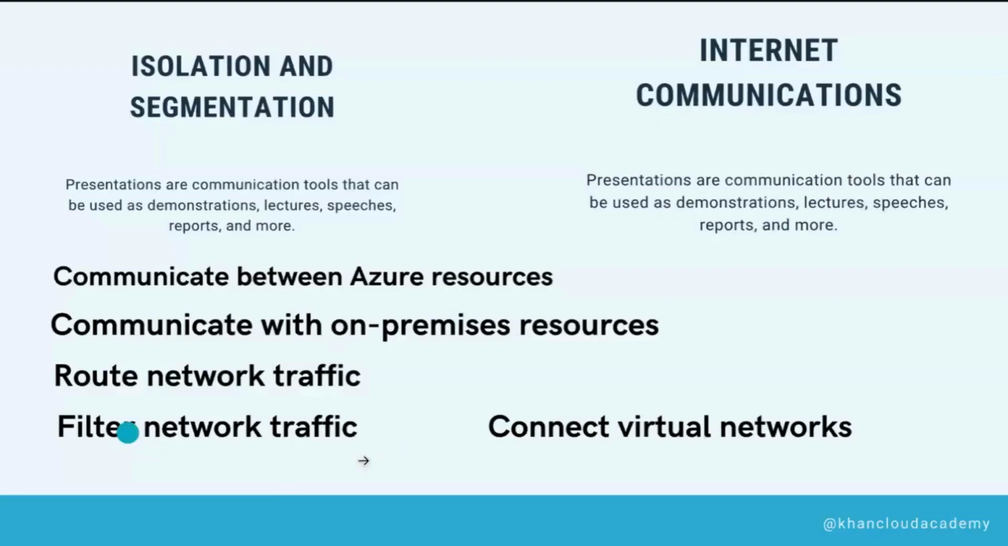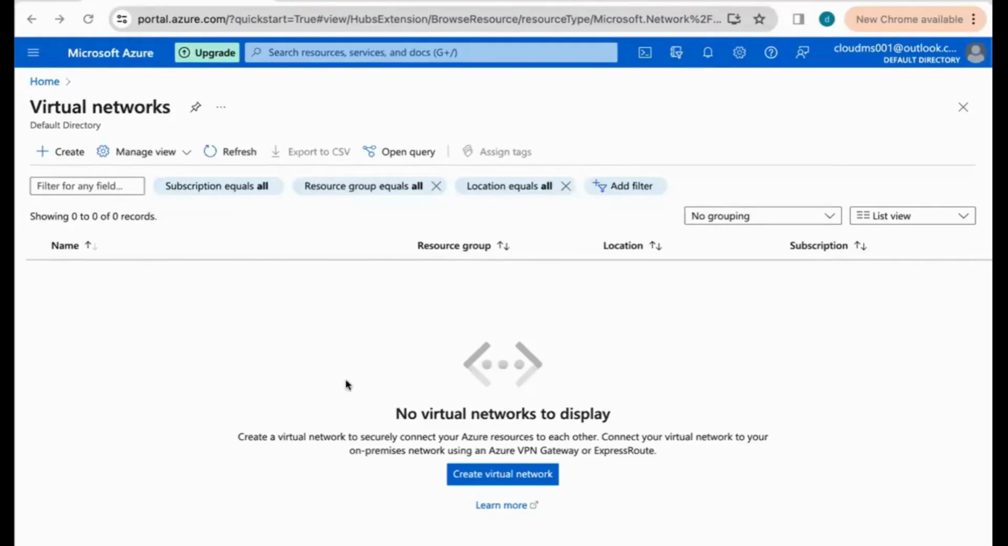So next is filter network traffic. Azure Virtual Network enables you to filter traffic between subnets by using network security groups, which are Azure resources that can contain multiple inbound and outbound security rules, right? You can define your own security rules at the subnet level as well. You define these rules to allow or block traffic based on factors such as source and destination IP addresses, ports, and what protocol it is going to use.